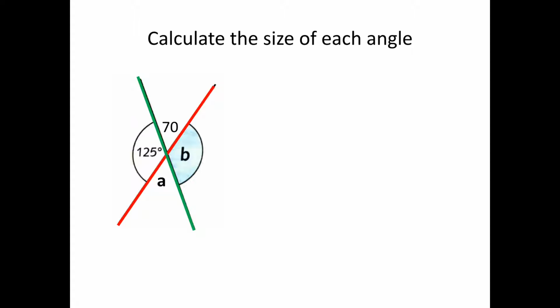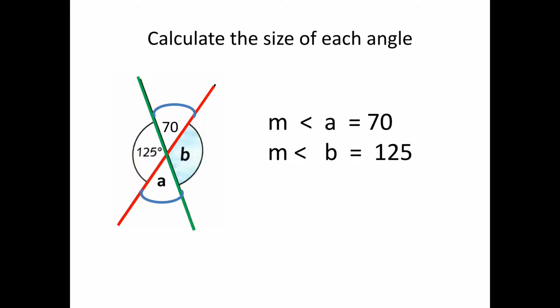Angle A is equal to the 70 degrees angle. Each two opposite angles are equal in measure. That's why A is equal to 70 and B is equal to 125.